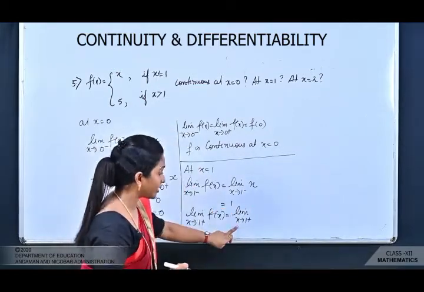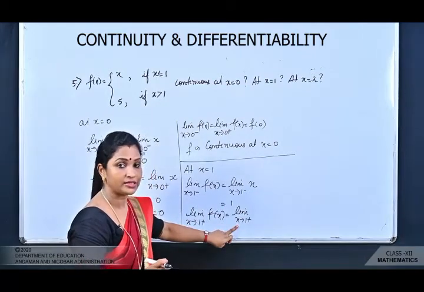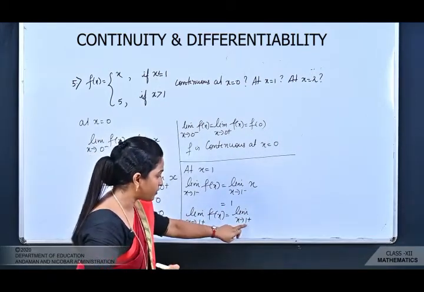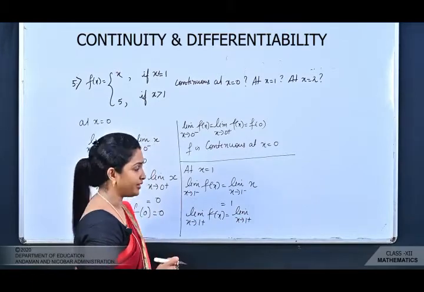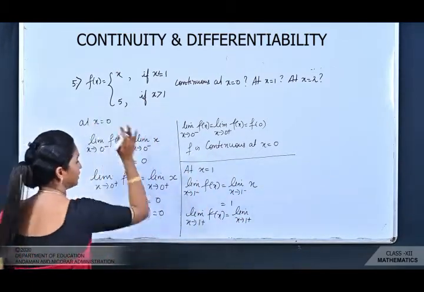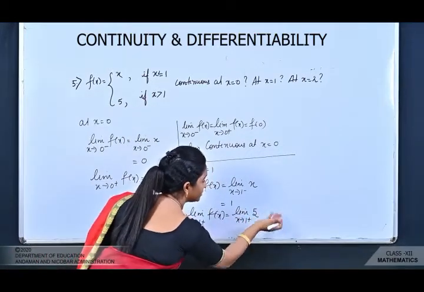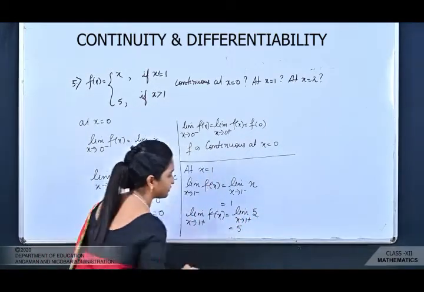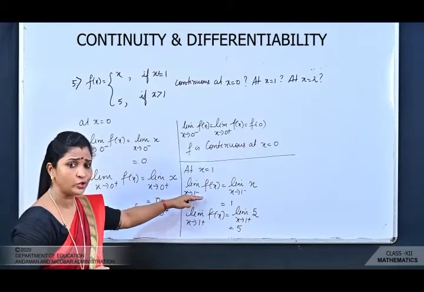So we are talking about the RHL, that is right hand limit. That means approaching 1 from the right hand side. So when x is approaching from the right hand side, the value of the function is 5. Since here no x is there, the value is 5. Now what is the conclusion?